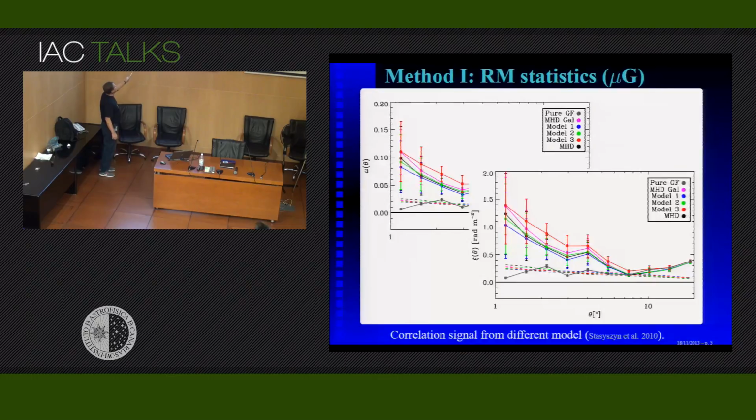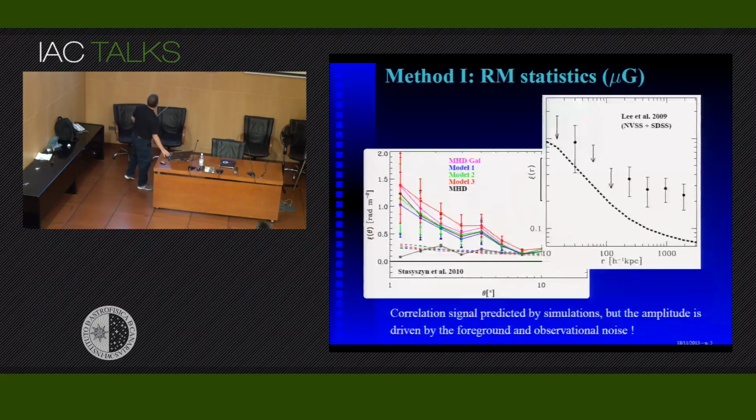But the order of these models doesn't necessarily reflect any longer the strength of the magnetic field inside the models, and even worse, all the error bars in this correlation function overlap. So you get a correlation function, but it doesn't tell you anything about the magnetic field. And you can confront that with the observational claims at that time.